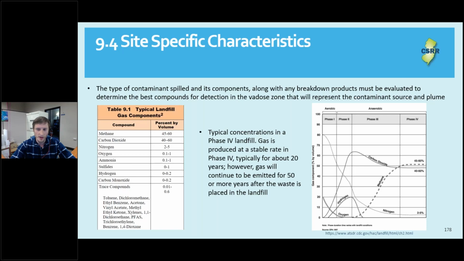Phase 3 is the longest phase, where methanogenesis starts rising up. This uses hydrogen, and carbon dioxide decreases a bit. And then we enter phase 4, which typically lasts about 20 years, where methane and carbon dioxide are anywhere from 40 to 60%. But landfills will produce gas for 50 plus years. Next slide, please.